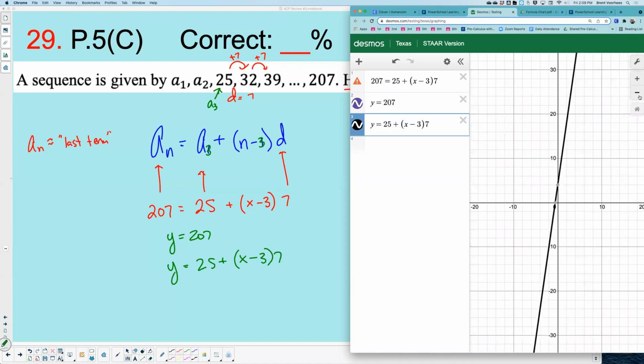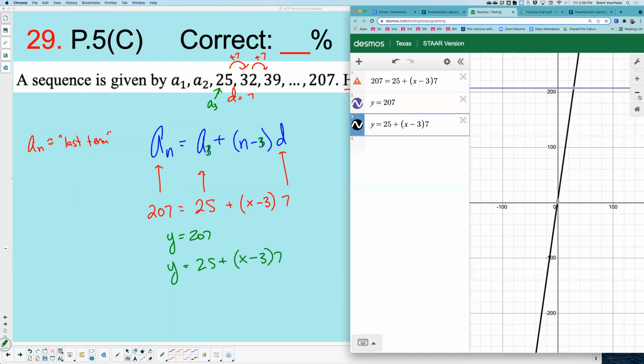Where the two graphs intersect will be the answer. So I'm going to zoom out till I see both values. There they are. If you click that, you'll get the answer.